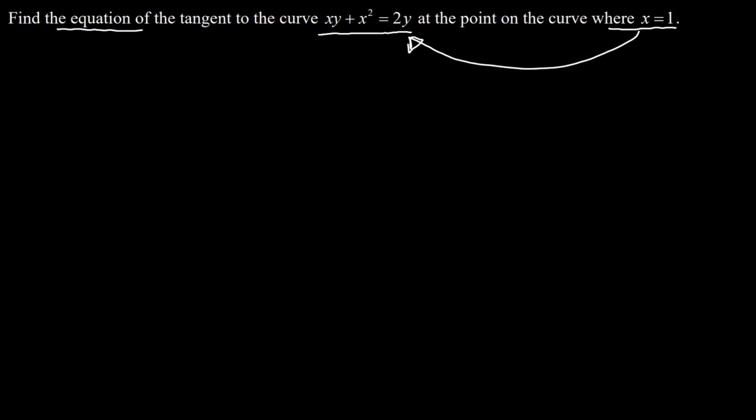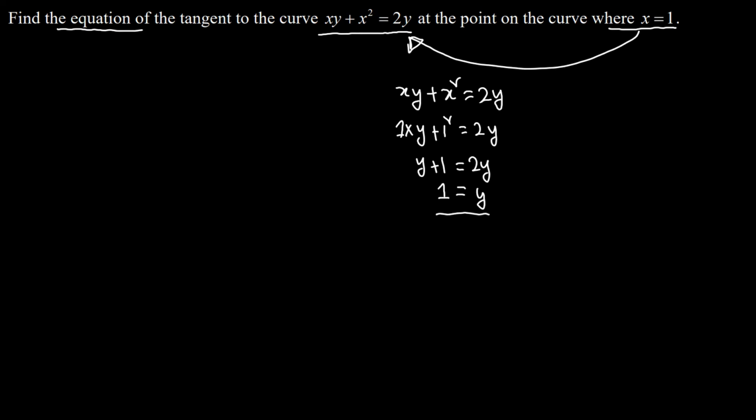The equation is xy + x² = 2y. So let me put the x value 1 into y + 1² = 2y. So this is y + 1 = 2y. So we can say that 2y minus y is y, and on the left side is 1. So the value of y is 1. So our point of coordinate is (1, 1), x value 1 and y value 1.